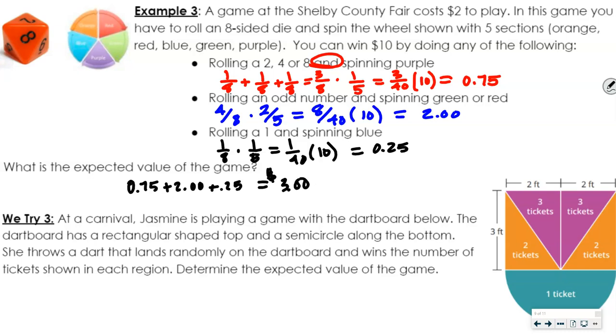Okay, so obviously we want to charge more. It says at the fair you pay $2 to play, right? And so if you're only paying $2 to play, then you're probably going to make $1 more every time if you play more than a few times, right?